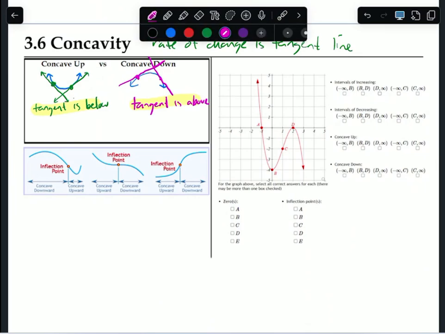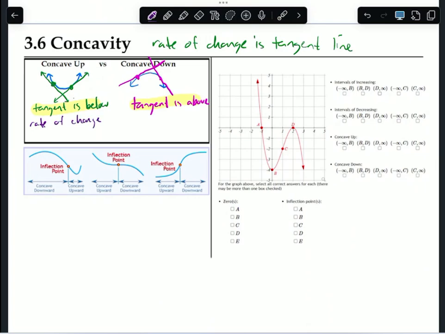Now, the part that winds up being a little more challenging for students to see is this idea that when the graph is concave up, the rate of change, which is the slope at any given point, is always increasing. Now, this doesn't mean that the graph is always going up and to the right. It's not that the graph isn't increasing, it's the rate of change is increasing.